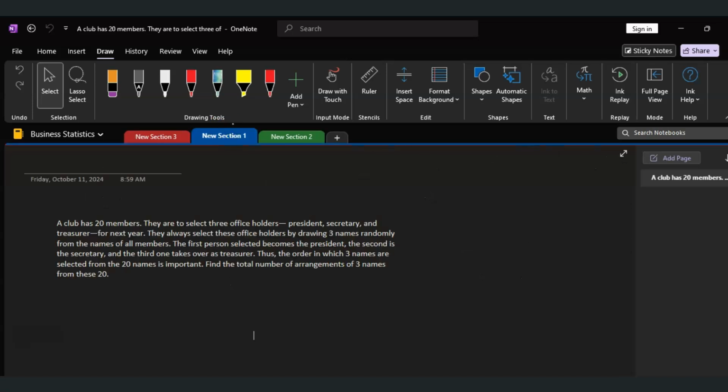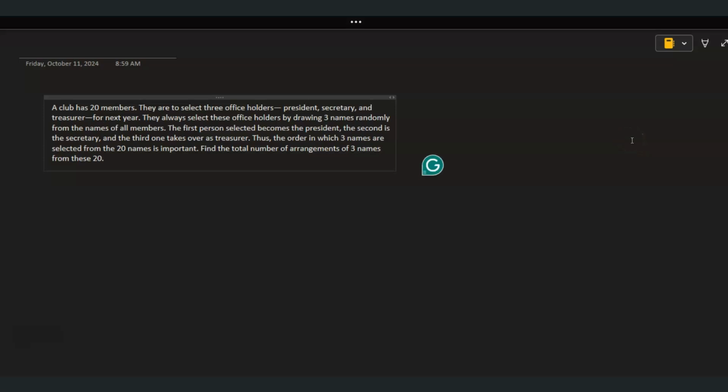we have a question. A club has 20 members. They are to select 3. Again, you've seen the keyword there: select. They are to select 3 official office holders: president, secretary, and treasurer. So those are the 3 positions.